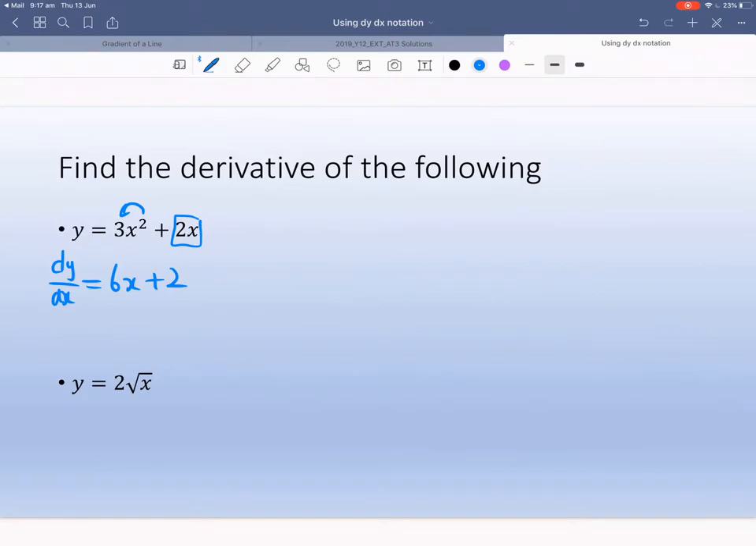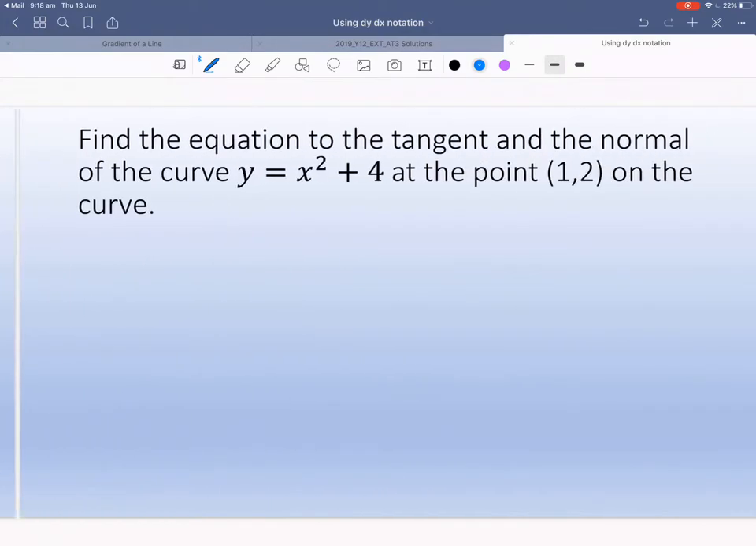All right, let's find the derivative of this one. Well, first of all, I have to change it to indices, all right? So I've changed it to an index. Now I can go dy/dx, all right? So essentially, it is performing the same function as f dash x, but now we're using a different notation, which is dy/dx, and hopefully I've explained how it works. So it's going to be a half times 2, which is just 1, x to the power of negative a half. I can rewrite that if I wish as 1 over root x.